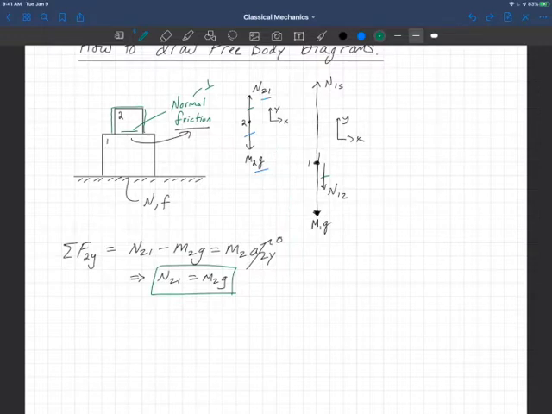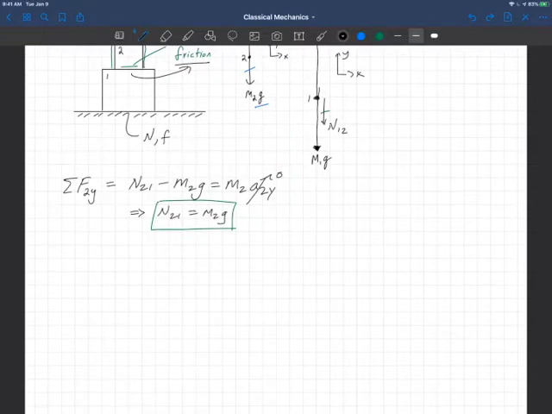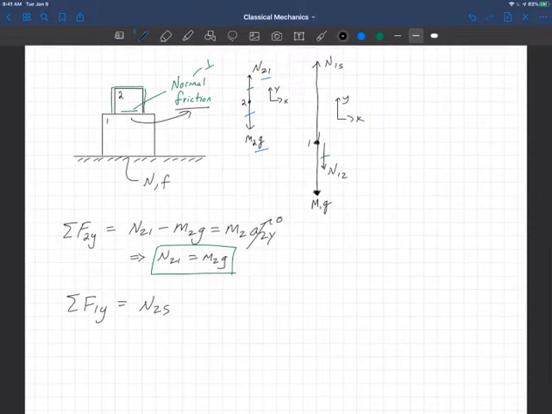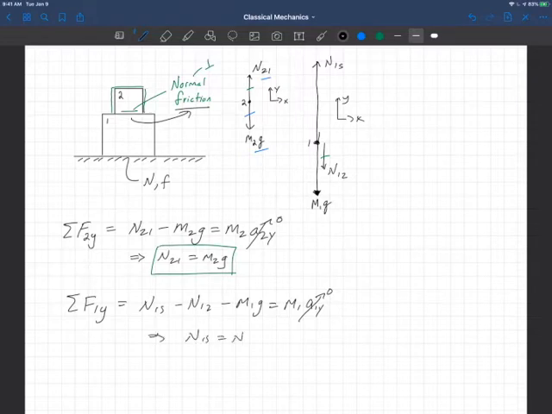All right. So now we'll continue on. There's nothing in the x to worry about. Now we'll sum our forces on object 1 in the y direction, and we're going to get n1s, the normal by the surface, minus n12 minus m1g will equal m1a1y. But again, we're at rest, so we're going to assume that equals 0. We therefore can solve for n1s equaling n12 plus m1g.